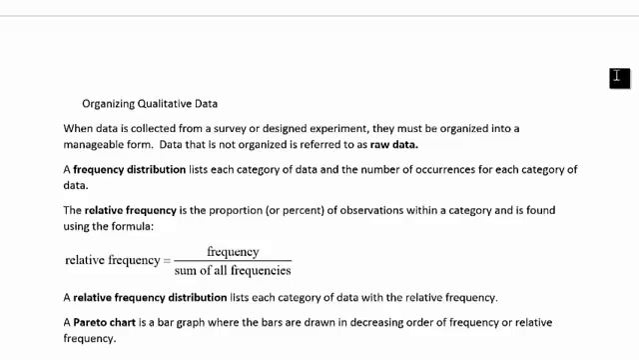So one method is to do what's called a frequency distribution, and this is where we break the data up into its different categories and record how often something has occurred. Relative frequency is in reference to the total observations, what percent or what fraction of the observation is within that.